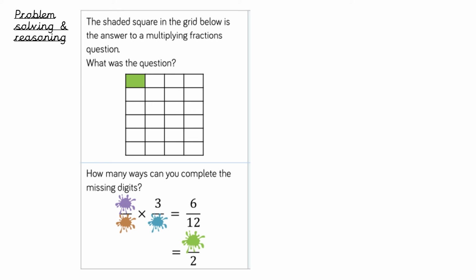And then your last one for today. The shaded square in the grid below is the answer to a multiplying fractions question. What was the question? And how many ways can you complete the missing digits? Off you go.